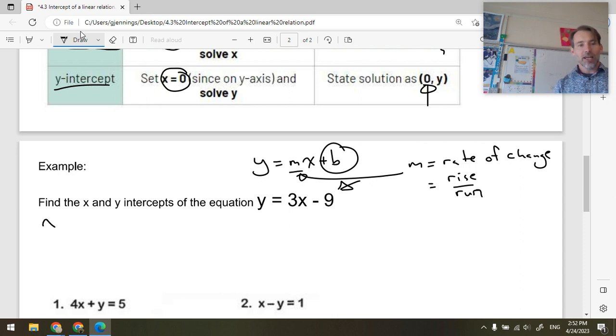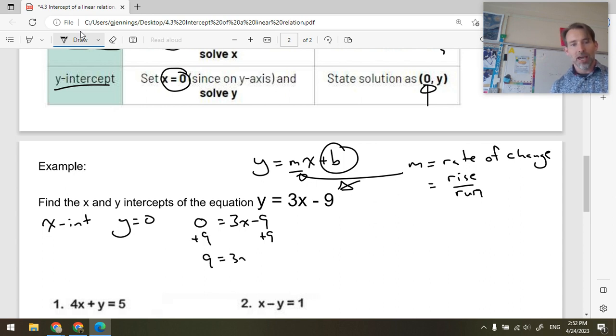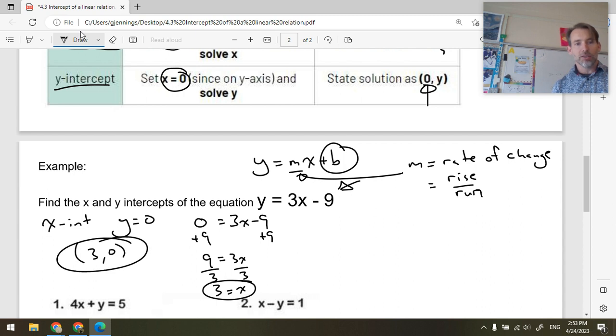So let's try. To find an x-intercept, we're going to let y equal 0. So 0 = 3x - 9. Now we're going to add 9 to both sides because we want to solve for x. So we have 9 = 3x. And now we want to divide by 3 so that we get x = 3. So for our x-intercept, we know that x is 3 and y is 0. That's the x-intercept. But now let's take this equation, move it over here, and we'll set x equal to 0.